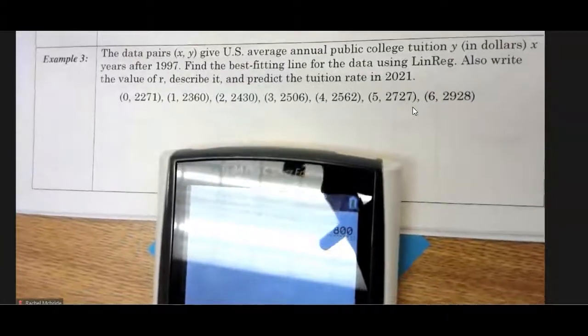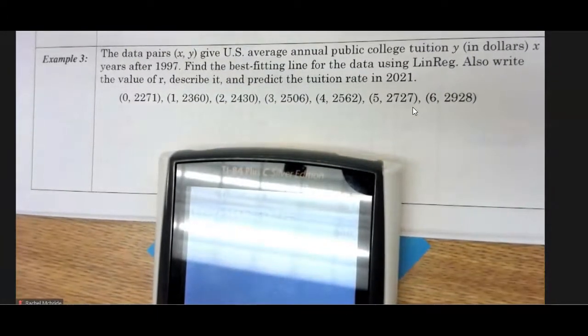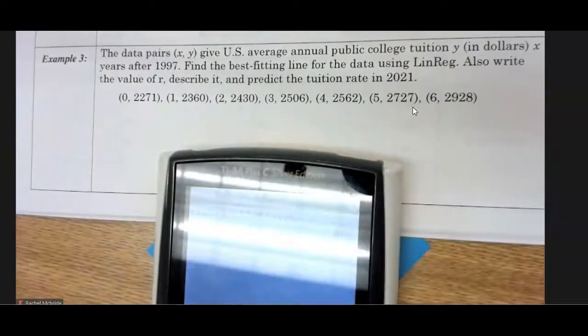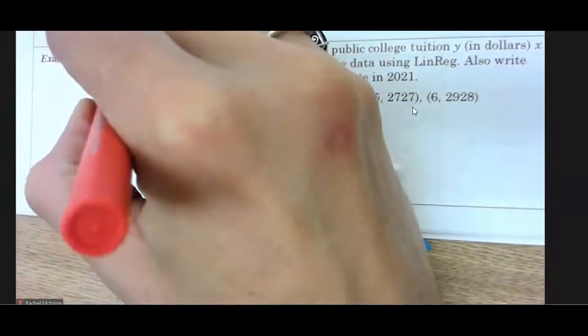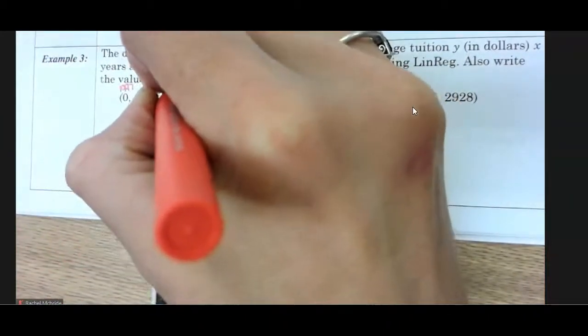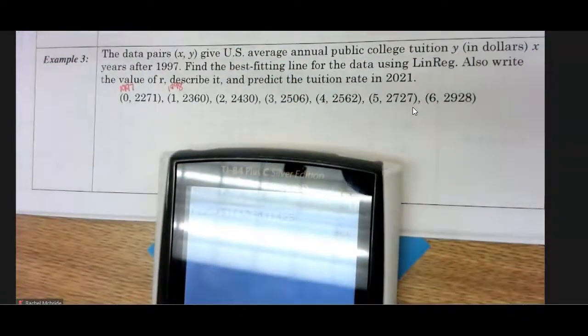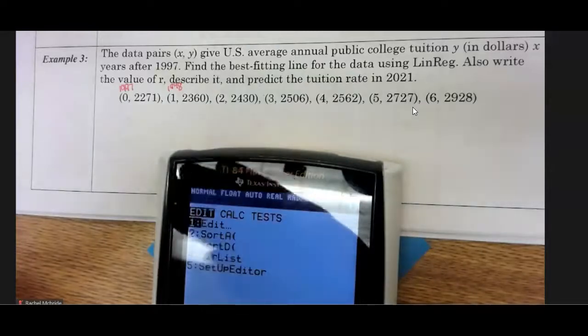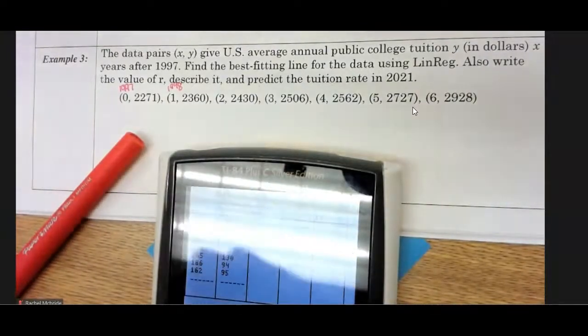And then we're going to do the last part together. So this is on the calculator. It says the data pairs in the U.S. give the average college tuition after 1997. So again, this number right here is kind of like your 1997, 1998, etc. We're going to hit Stat. We're going to go to Edit, and we're going to enter that data in L1 and L2.